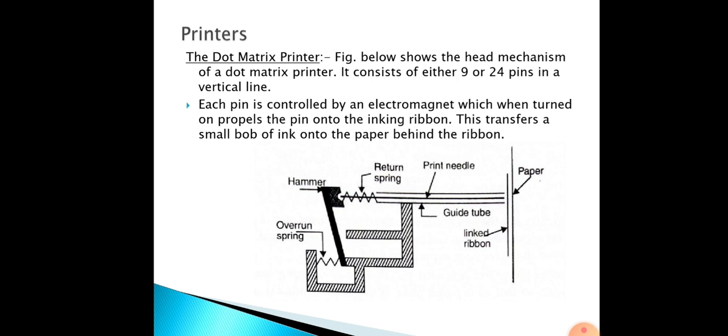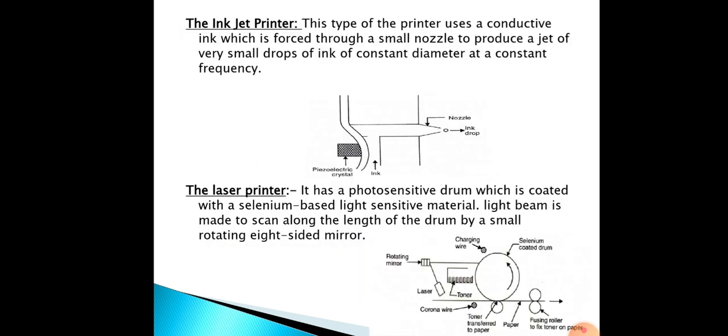Then next one is the inkjet printer. So what will the inkjet printer do? It will spray the ink on the paper. This type of printer uses a conductive ink which is forced through a small nozzle.